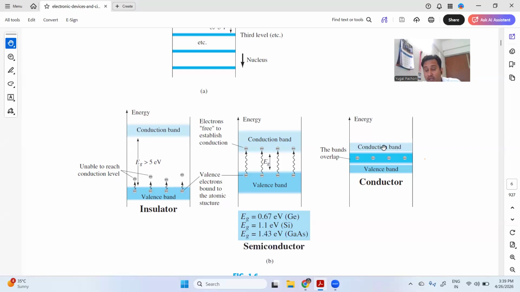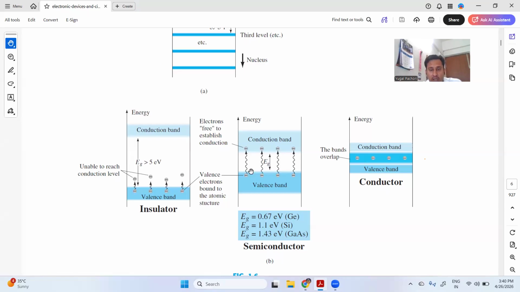But in the case of the conductor, there is overlapping. You can see the valence band is just touching the conduction band. And already there are some electrons present in both the valence band and the conduction band because there is overlapping. So you just give a small amount of energy and the conduction happens automatically.